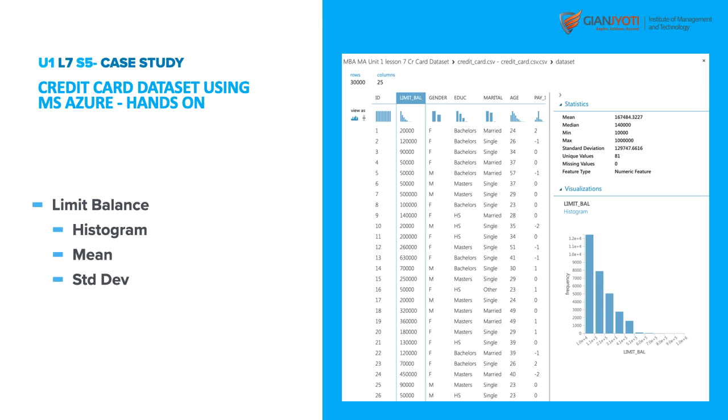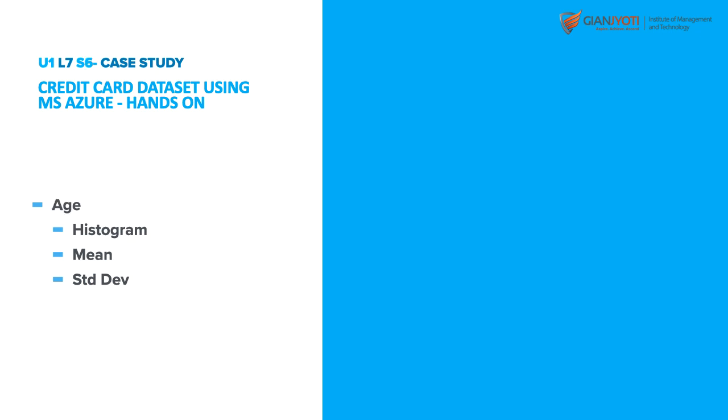So this is how, when we talked about data interpretation, Azure ML gives you the histogram, the mean, and the standard deviation. That is for one quantity. So this is how we analyze. Now let us look at, is there any correlation with age and the limit balance?